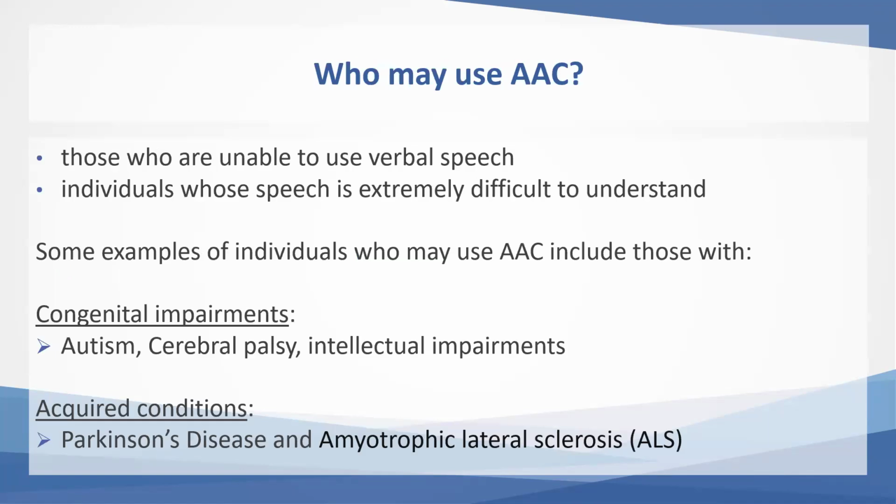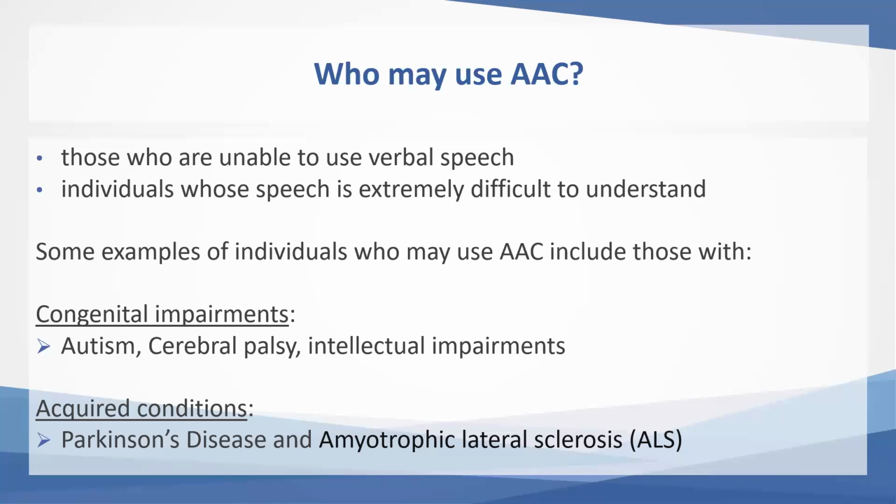So this talks about populations in general that may use AAC. Those who are unable to use verbal speech, as I mentioned before, and then individuals whose speech is extremely difficult to understand. Those who are unable to use verbal speech, I know many of us have worked with non-speaking children who have been diagnosed with autism. They may not use any form of verbal communication. They may use sounds, but there's not the verbal communication exchange. However, they're able to use a certain form of AAC, which we'll go into in the types.